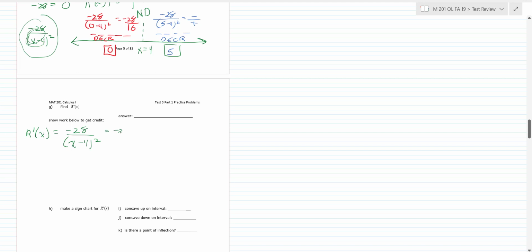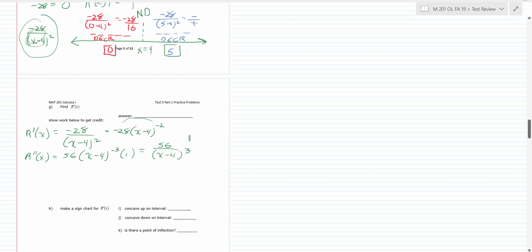This is negative 28 times (x minus 4) to the negative 2. And then I can just use the chain rule. So if I go r double prime of x, I'm going to get positive 56 times (x minus 4) to the negative 3, and then the derivative of the inside part, x minus 4, is 1. So I get 56 over (x minus 4) cubed.